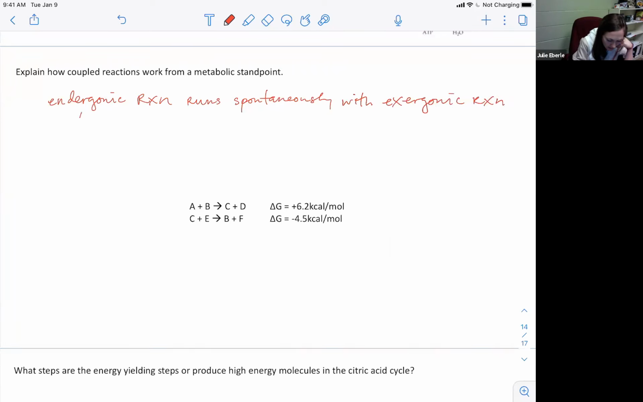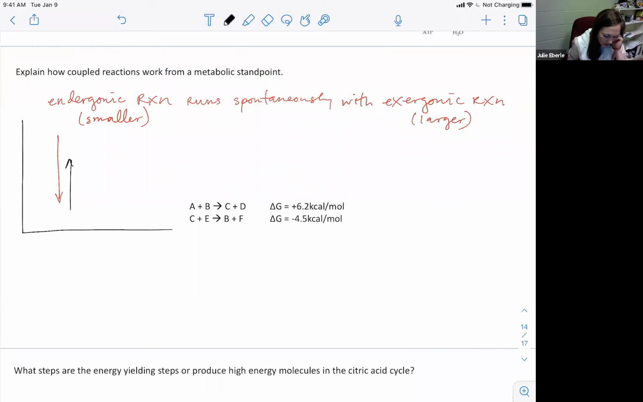And what's important is that the energy required to run this reaction is smaller than the energy released from the exergonic reaction. The exergonic reaction has to release more energy than is needed to run the endergonic reaction. You could tell me that exergonic reactions are like downhill reactions. So a larger downhill reaction can be paired to a smaller uphill reaction. Remember we talked about the energy charts and used that example.